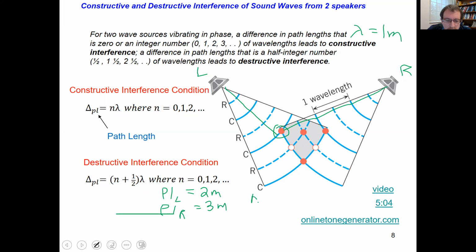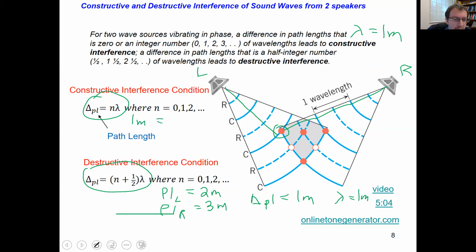My difference in path lengths is going to be the difference in those two numbers. And I want to do bigger minus smaller so that I end up with a positive value. This is going to be 1 meter. Okay, so my difference in path lengths is 1 meter. And my wavelength is 1 meter. All right, so I can look at these two conditions here and try to see which one of them this matches up with.